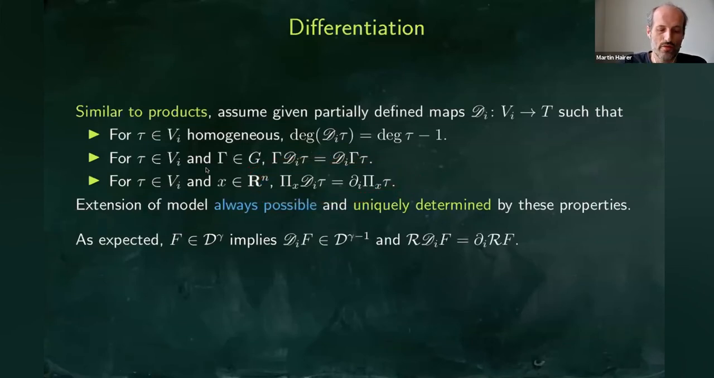And then one can prove that it does what it's supposed to do on these D gamma spaces, right? So it maps D gamma into D gamma minus one. And if you apply the reconstruction to the derivative, that's just taking the derivative. Okay, so there's no surprise here.